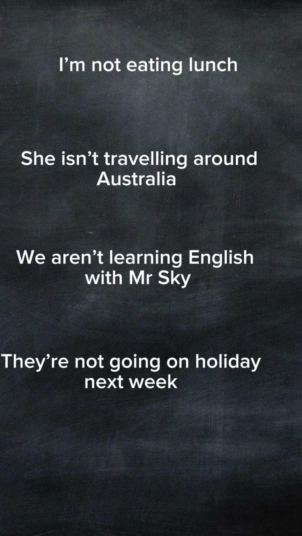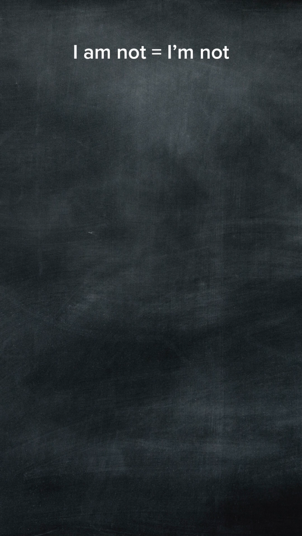Now, have you noticed that when I make the sentence negative, sometimes I contract be with the subject, and sometimes I contract be with the negative form, be plus not. And that's because in English, there are two negative forms of be. So let's have a look at the negative forms of be. I am not is contracted to I'm not. So in fact, I only has one negative contracted form.